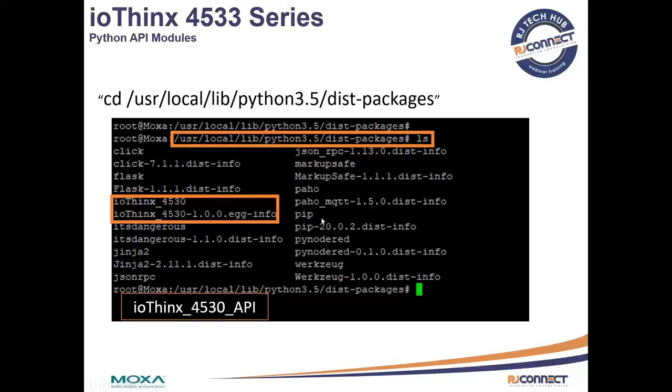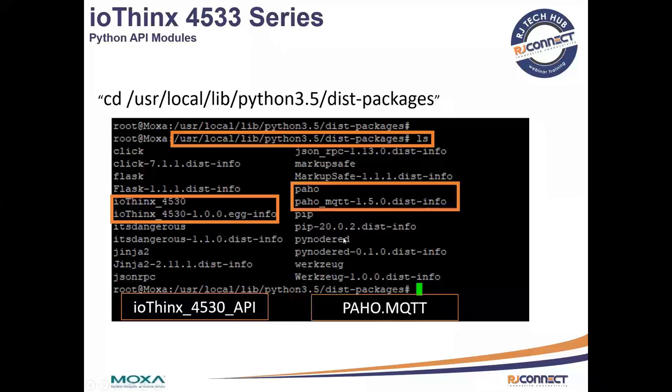You can also install other services. I installed Paho, which is the MQTT service here. Under this Paho folder there is paho.mqtt, which is also going to be imported into the script when, for instance, you want to publish to the cloud using the MQTT protocol. That's the one here.